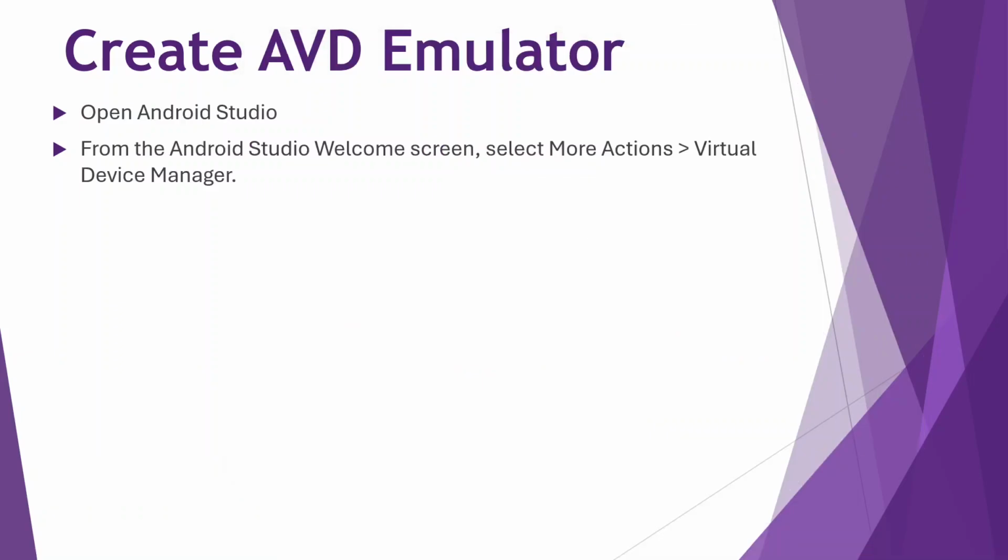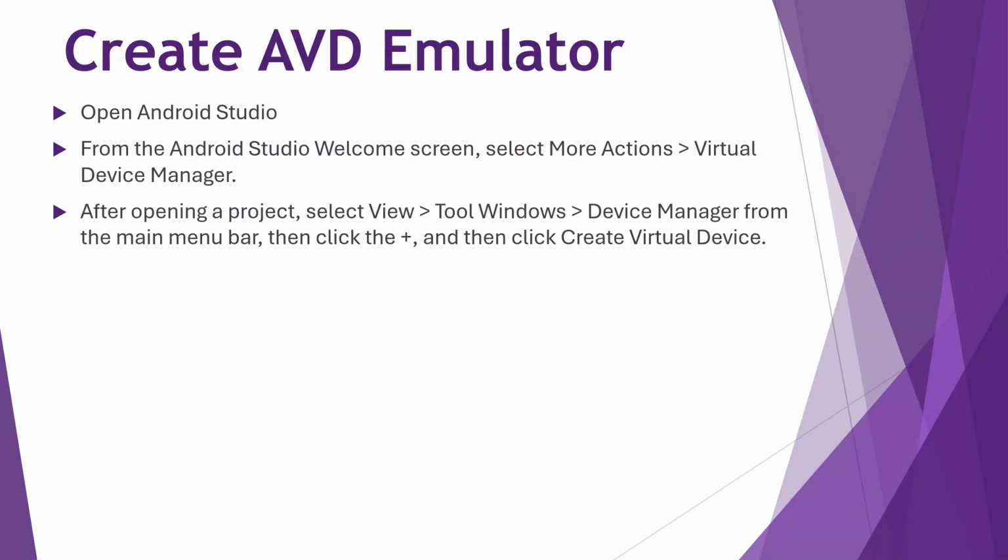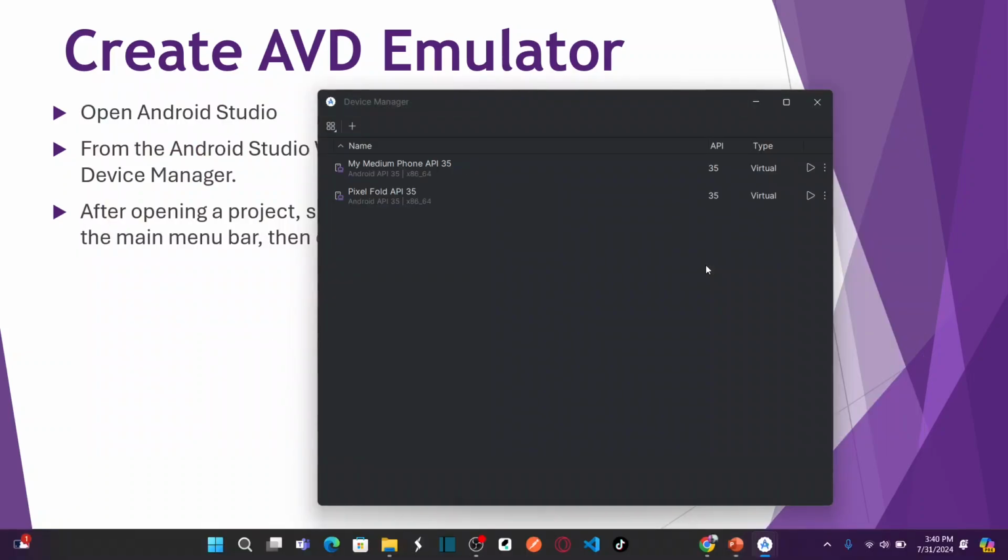So once you select virtual device manager, now you need to click on the plus icon and then click create virtual device. Let's go here. This is the plus icon where you can create a virtual device.